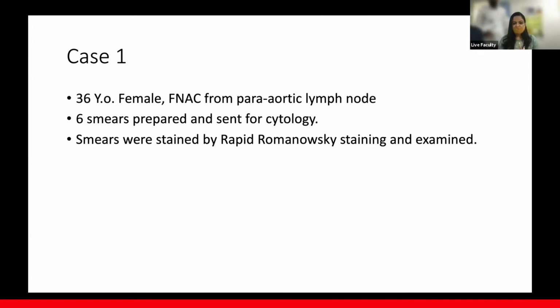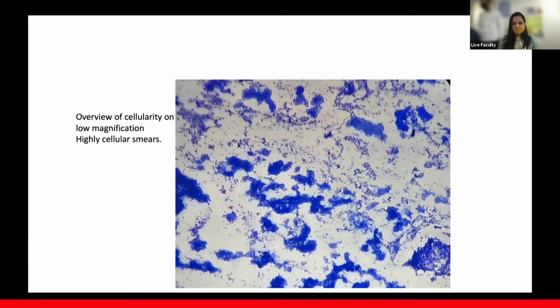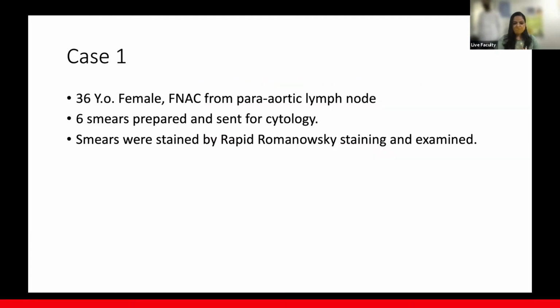I have already measured that. I'm going to present today's FNAC findings for case number 1. A 36-year-old female. FNAC was done from a para-aortic lymph node. 6 smears were prepared and sent for cytology. They were stained by rapid Romanowsky stain and examined.